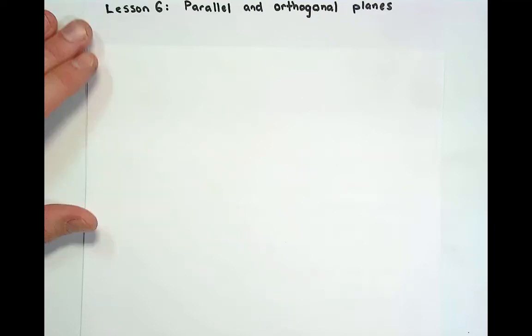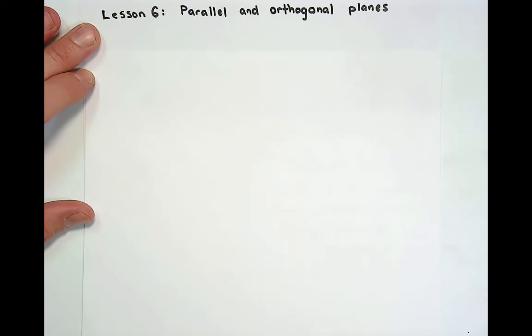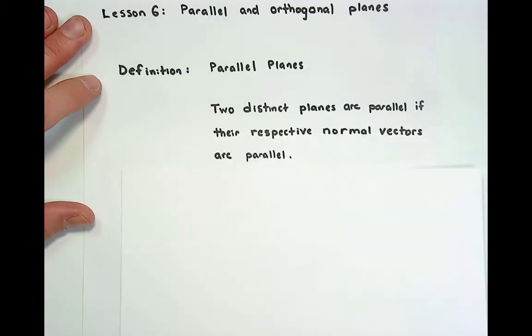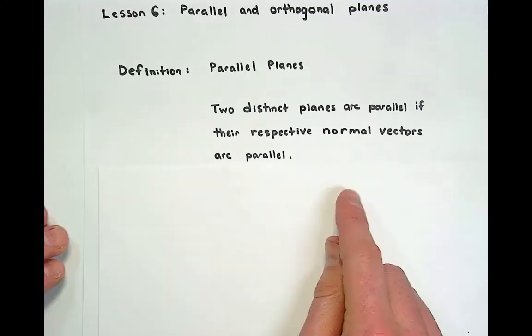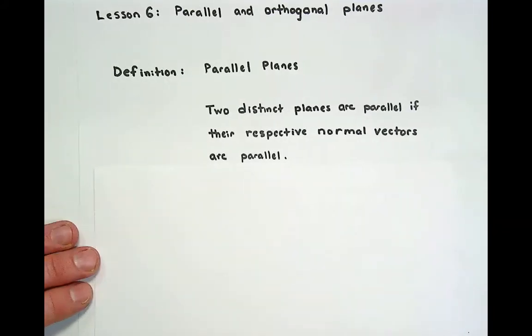Welcome back. In this video we're going to talk about parallel and orthogonal planes. Let's begin with a definition of what it means to have two planes that are parallel. We say that two distinct planes are parallel if their respective normal vectors are parallel.